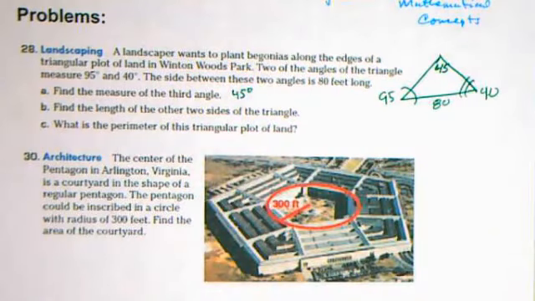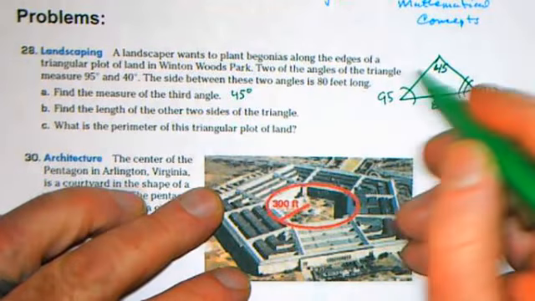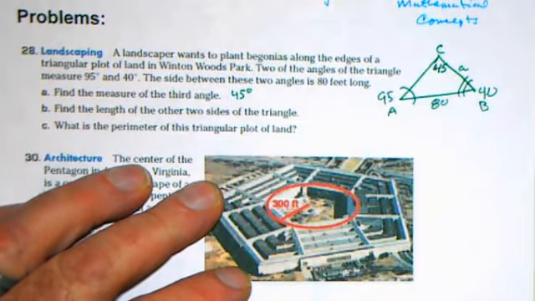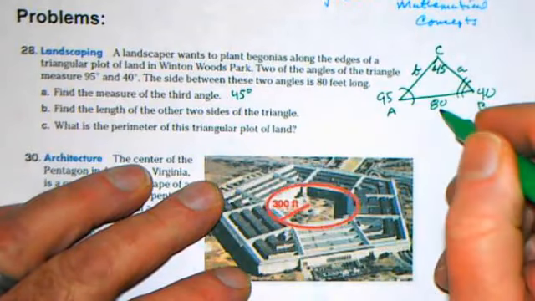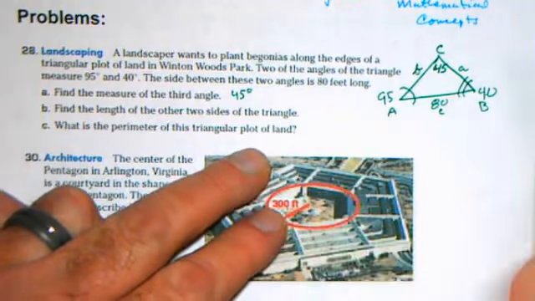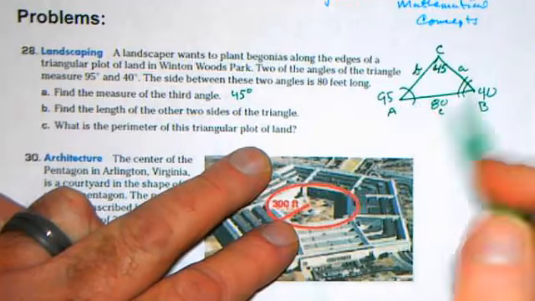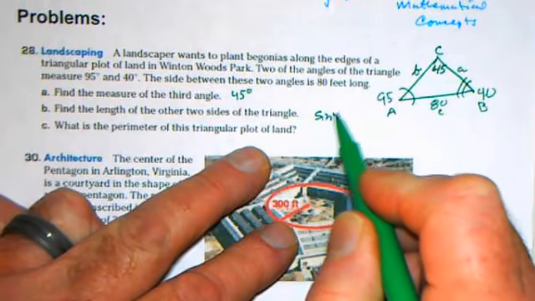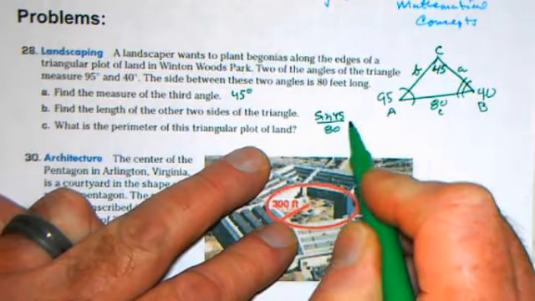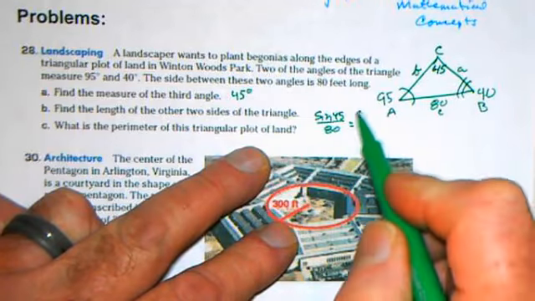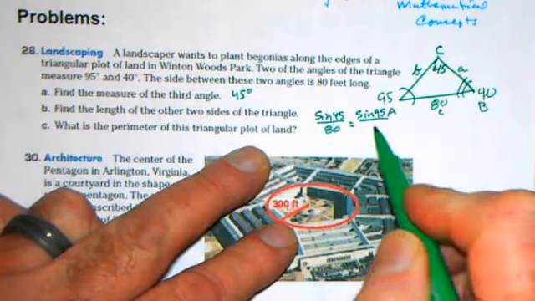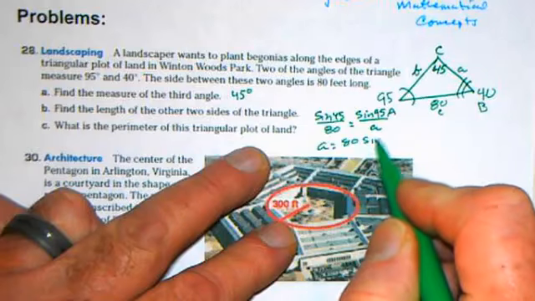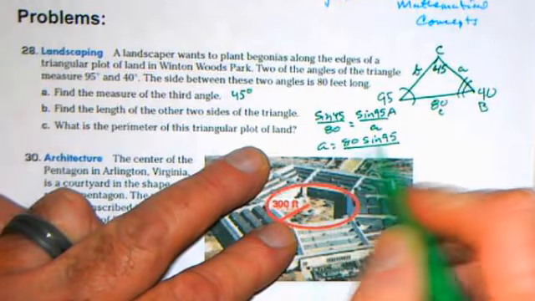So this is set up for the law of sines. We'll call the vertices A, B, C, which means they want us to find side A, and they also want us to find side B. They're giving us side C. So if we go for A first, the sine of 45 over 80 is equal to the sine of 95 over lowercase a. A is going to be 80 sine 95 divided by sine 45.